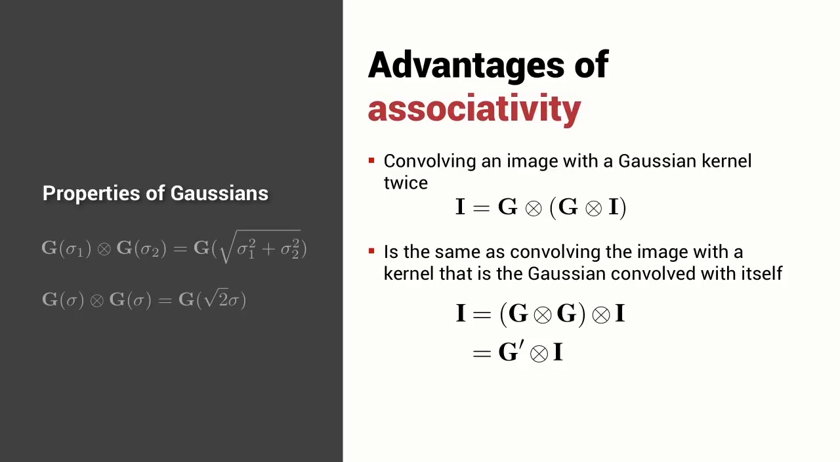So in order to convolve an image with a very large Gaussian, which would require a very big kernel, it is actually equivalent to convolving the image with a small Gaussian multiple times consecutively. And there may be some computational advantages of doing that.